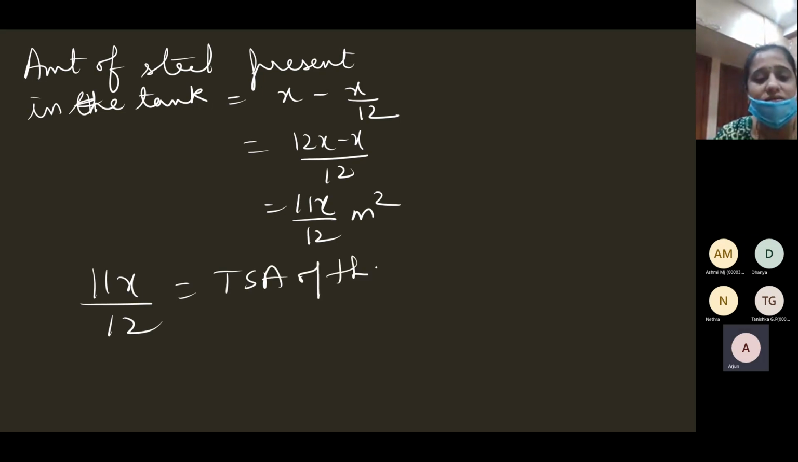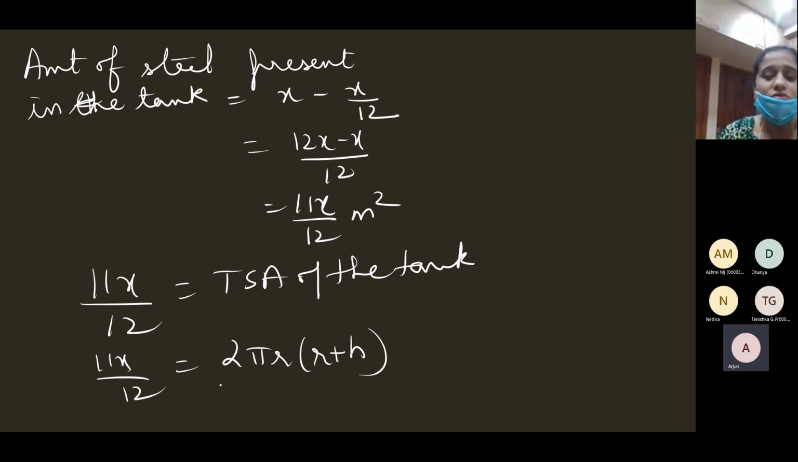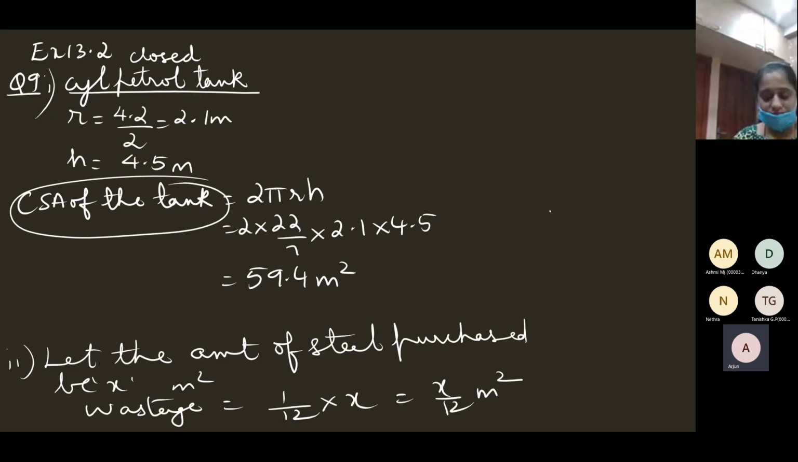TSA of the tank. Now, how do you find the TSA? What's the formula? So 11X by 12 is equal to 2 pi R into R plus H. So substitute the values and find the value of X. And that is the amount of steel actually purchased. Work this, children.